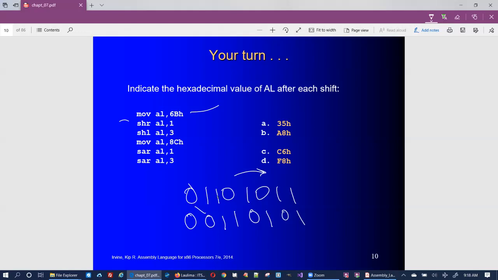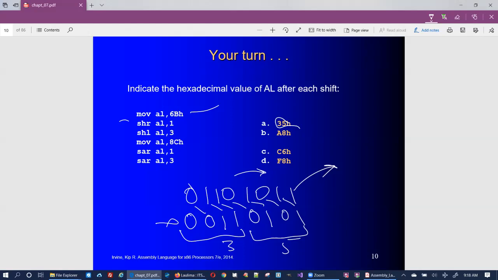Because this goes here, this goes here, this goes here, this goes here, this goes here, this goes here, and this goes here, and this goes off into nowhere, and a 0 goes in here, and so this is 35, which is what this shows here.